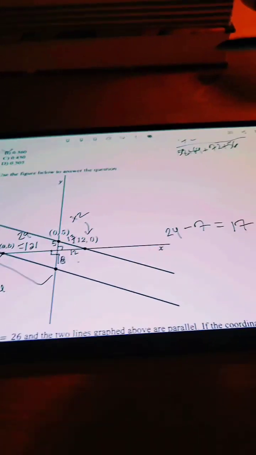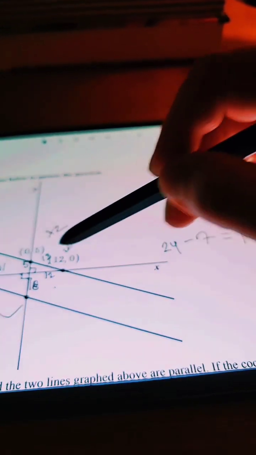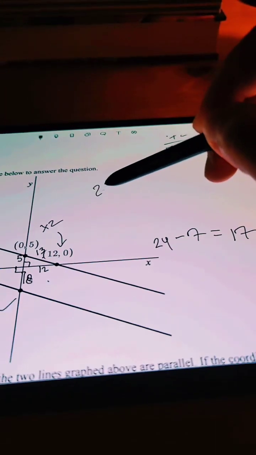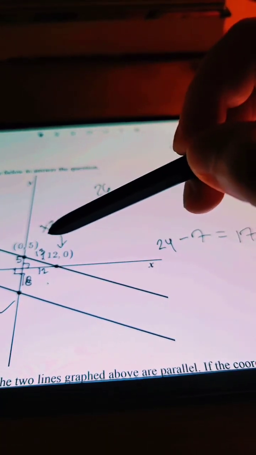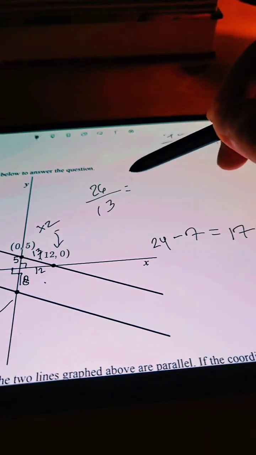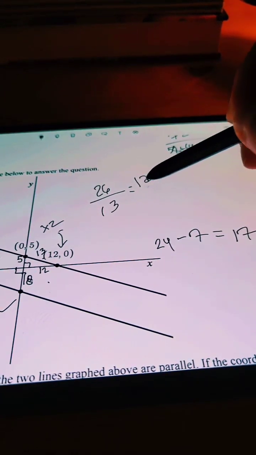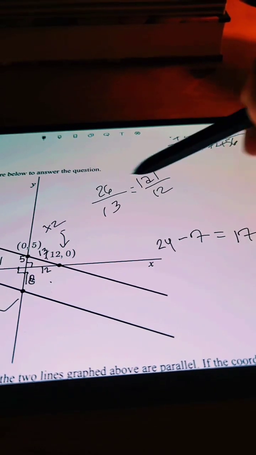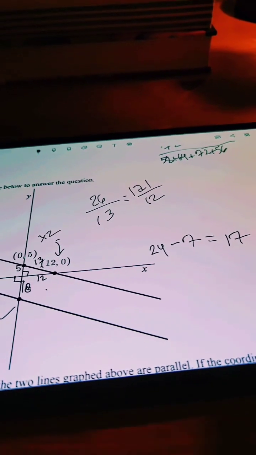So it's 2 to 1. Yeah, that's another way to say it. You can set up a proportion that says 26 is to 13, because those are the matching sides, as the absolute value of A is to 12. And you could do cross multiplying that way as well. There are different ways to solve it.